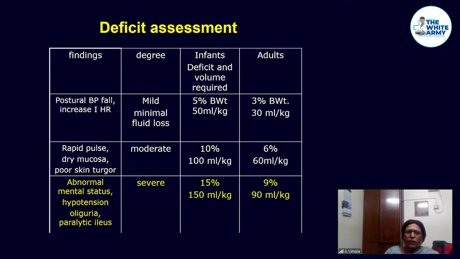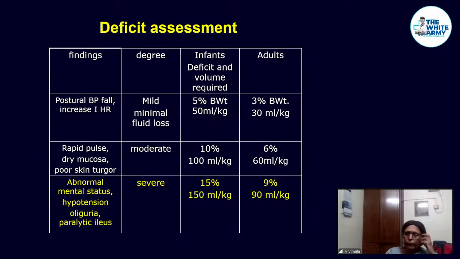Now, how do you find what is the degree of fluid loss? This is essential to find out the deficit the patient has. Then only you can calculate the volume of fluid. The earliest evidence of hypovolemia we always emphasize is if the patient comes and says that they have lost around 300 ml of fluid or blood, and you check the blood pressure, it is 120/80. Don't be passive and think that the patient has an adequate volume. You have to check for a postural BP fall and increase in heart rate.